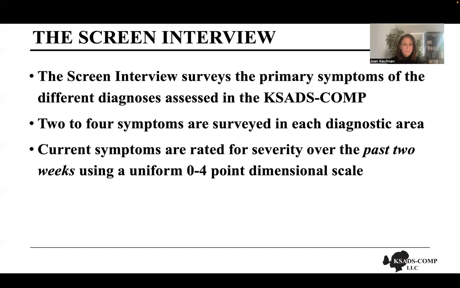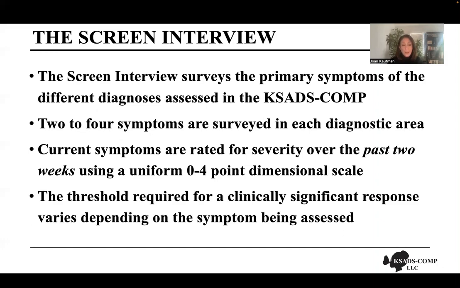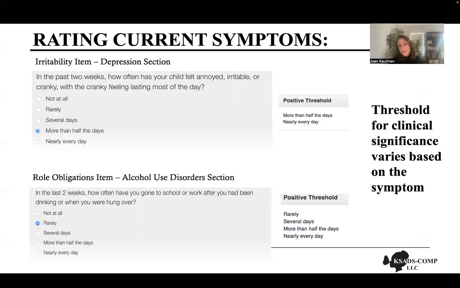And when it's done as a clinician-administered interview, there's not a ton of training, as we talked about, which facilitates the inter-rater reliability. But what I want to highlight is that while we have the same 0 to 4 point rating scale for every single symptom, the threshold required for clinical significance varies depending on the symptom being assessed. So as an example, if we look at the irritability item in the depression section, in the past 2 weeks, how often has your child felt annoyed, irritable, cranky, with a cranky feeling lasting most of the day? In order for that to count towards the diagnosis of major depression, it has to be true more than half the days, nearly every day.